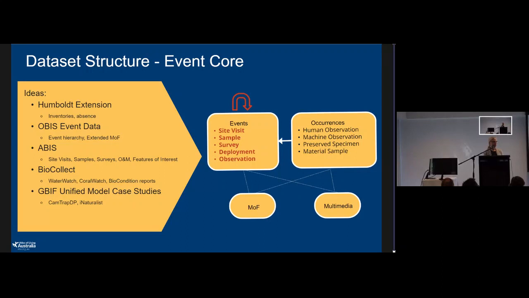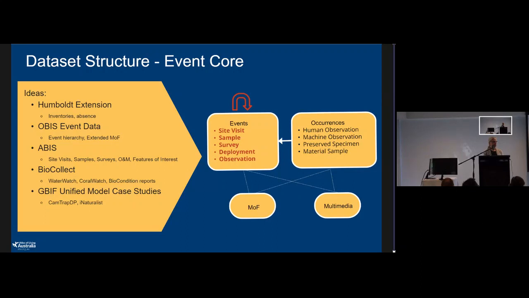So in terms of the event core data structure that we wanted to work with, we did a review on the other data standards that were about looking at this sort of stuff. So we had a look at Humboldt Core, or Humboldt Extension as we now know, and that concept of inventories and absence. We looked at OBIS, the OBIS event data structure with the hierarchical event structure and extended measurement or fact that Dave was talking about just a few minutes ago. We looked at ABIS and its structure and its ontology and the sorts of things that they saw as important, and that was an observations and measurements based ontology.